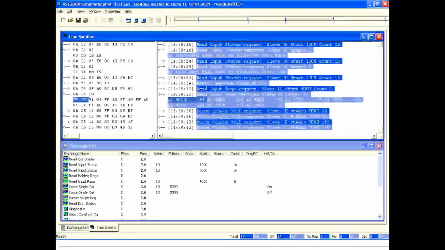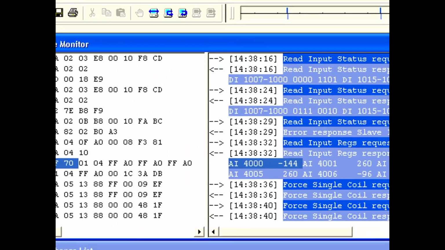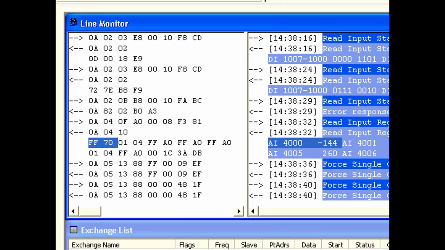So if we take a look at some of these messages, let's look at where we would start with, and this is some software we're going to use in the lab, and we'll use it next class.